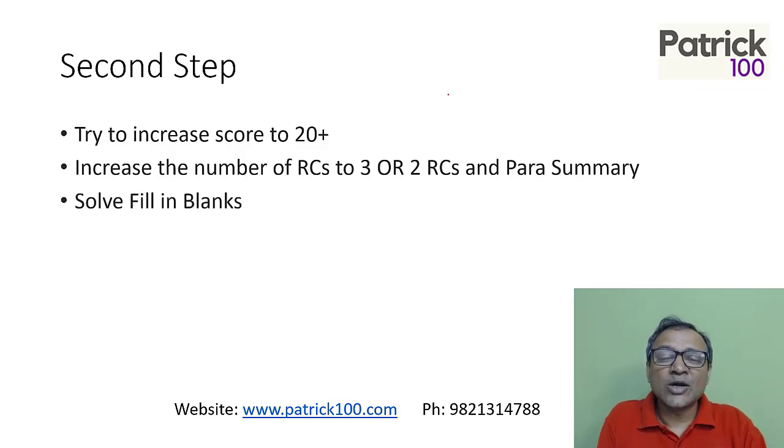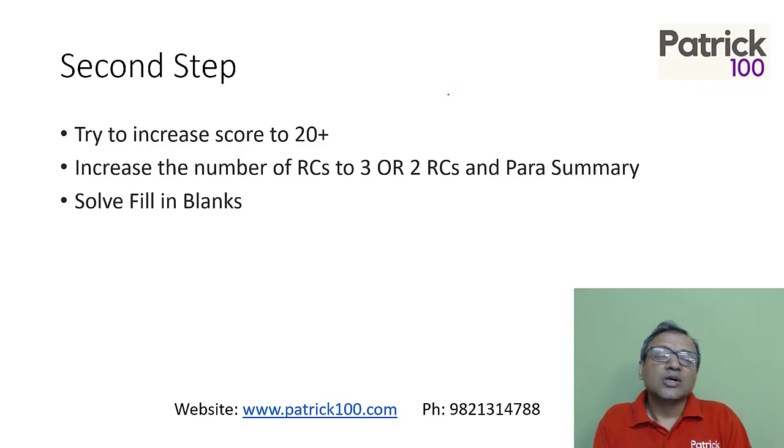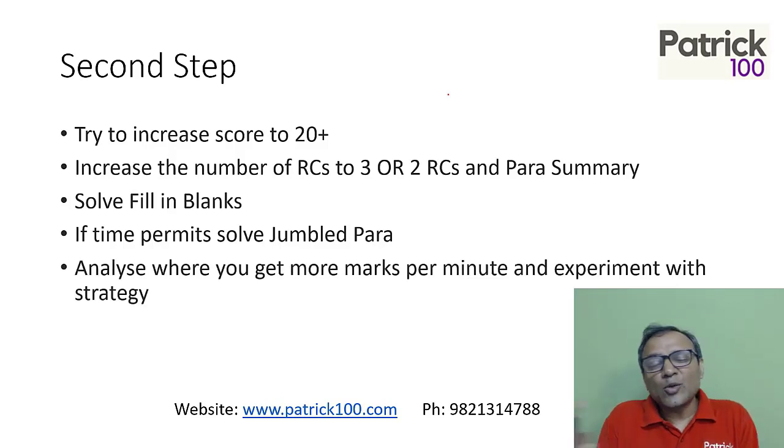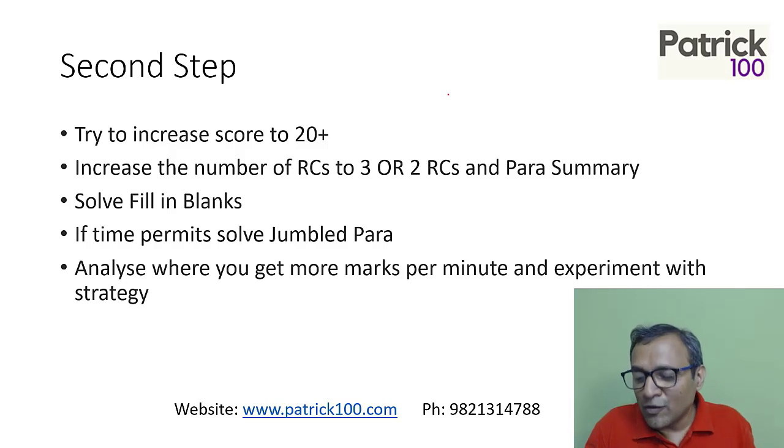So basically, you're increasing your attempts by 3 or 4 more questions. Now your attempts could become around 14-15 questions. If time permits, solve jumble para. Try to get 20 marks. Even if you solve 14, 15 questions and get 7-8 questions correct, you should be able to reach 20 marks.